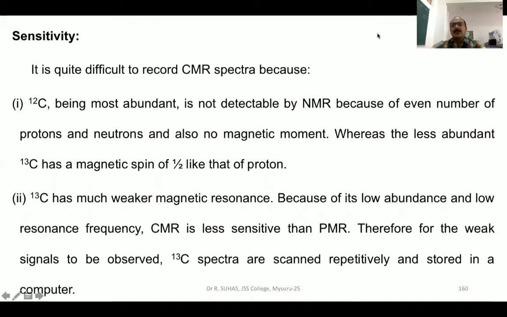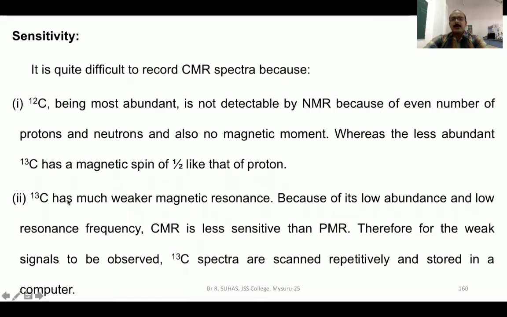Now we have to study some of the basic terms with respect to carbon 13 NMR. The first being the sensitivity. As I told you already, here the sensitivity is very, very less. That's why greater sensitivity is required for the recording purpose. The first statement that we will study in carbon 13 NMR is that it is very difficult to record CMR spectra because C12 is the most abundant and C13 is very less abundant. C12 is not detected by NMR because it is NMR inactive, whereas C13 is NMR active, but its percentage is very less. And also the magnetic spin is very less.